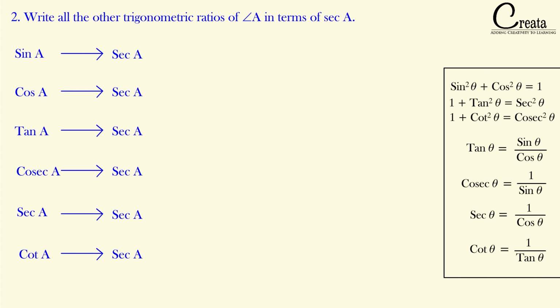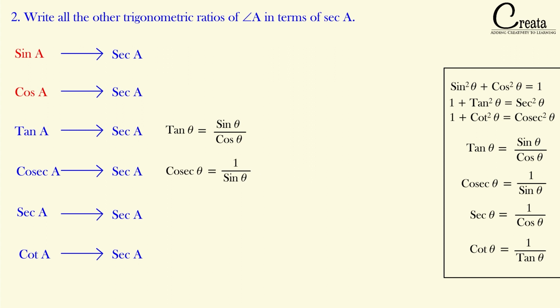Basically, the concept that we will use is that we will only express sine and cos in terms of sec. Once we got sine and cos in terms of sec, we can easily find the value of tan as sine upon cos. Further, we can find the value of cosec as reciprocal of sine. That is, cosec is equal to 1 upon sine.